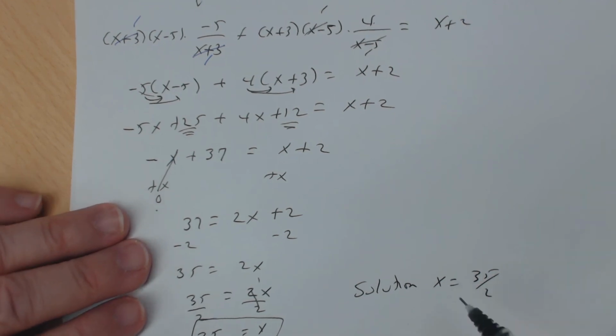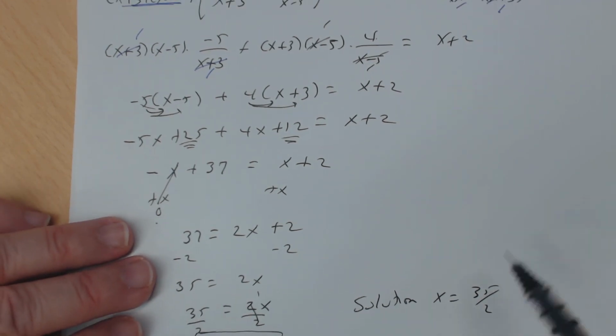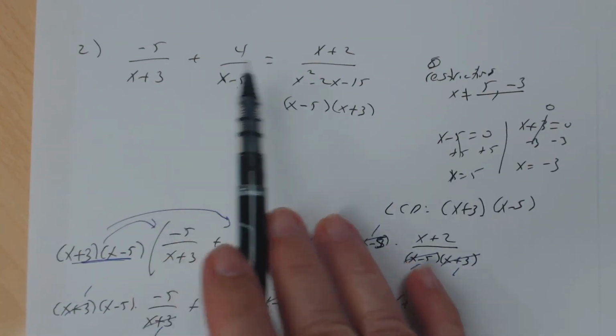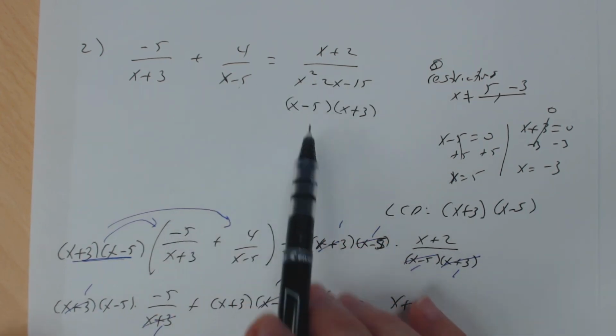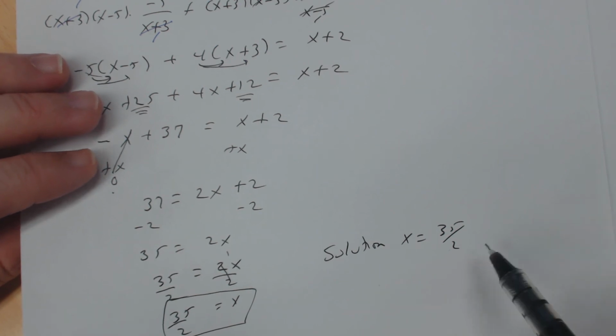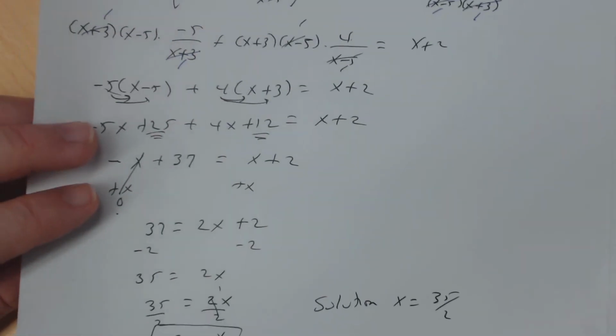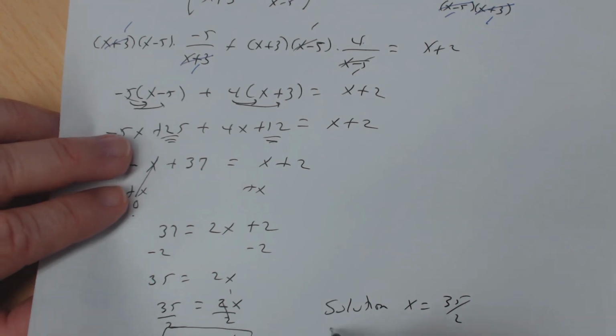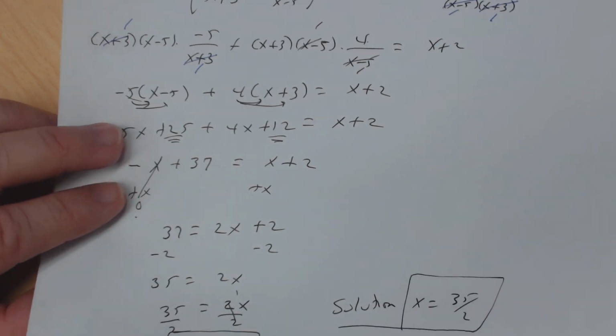Now, if you want to check, you can always go back and substitute 35 over 2 into the original. Go back into the original, right here. And you may want to, since 35 over 2 would be a terminating decimal, rewrite it as a decimal when you substitute. Okay. All right. So there's your answer here.